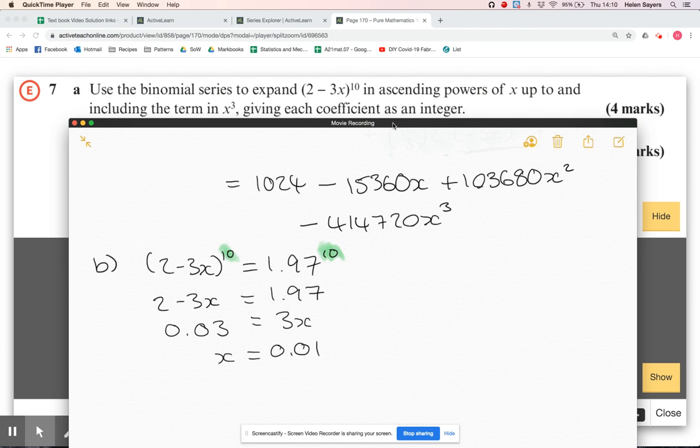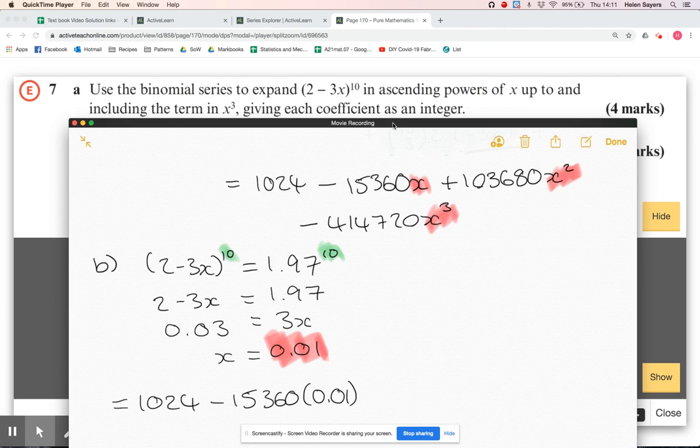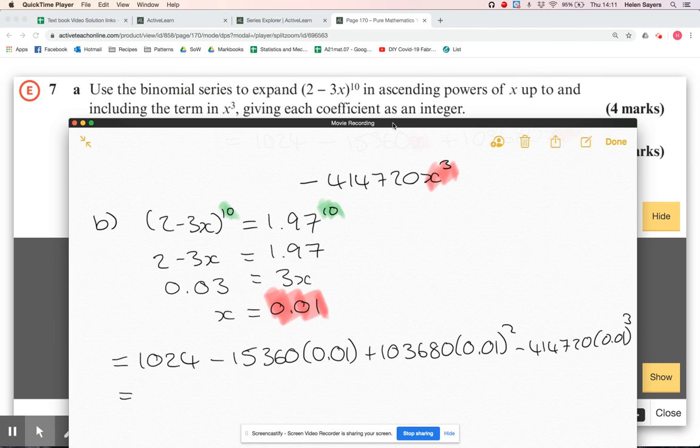Then what I need to do, just to finish the question off, is use that value of x and substitute it into my expansion, and it should give us a very close approximation to 1.97 to the power of 10. So definitely need to show some working. So it's 1024 minus 15360, and then I'm substituting in 0.01 for x, so plus 13680, and then minus 414720 times 0.01 cubed. Okay, I'm going to really quickly type that into my calculator. I did that a bit quick, so I'll check I've typed it in correctly, but I'm getting 8 points. Even though they said 2 decimal places, I'm going to write the full thing out.